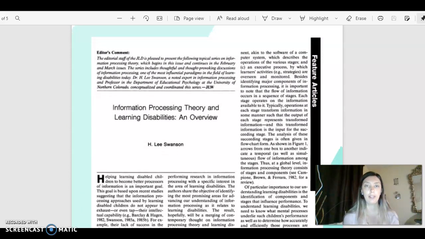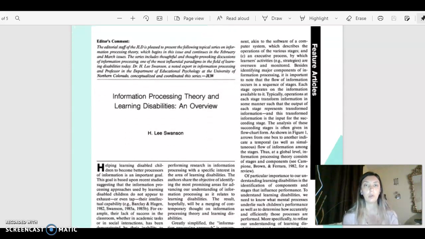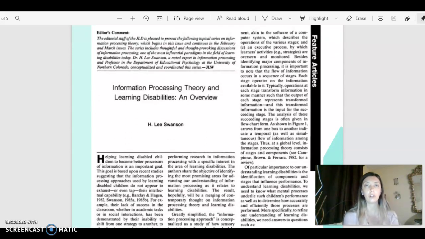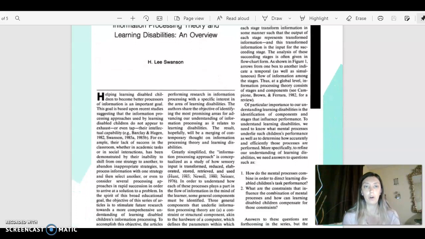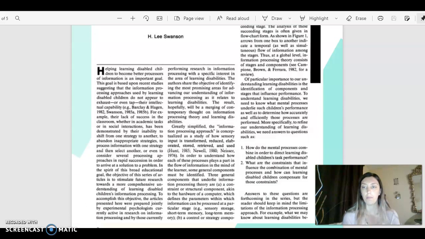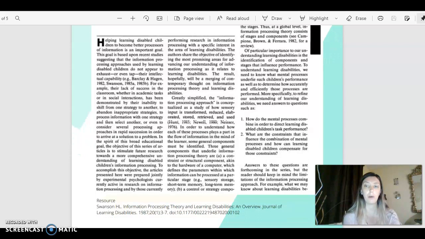And then this is the article that I found online. It's a scholarly article, and this is the information processing theory and learning disabilities. It's an overview of how this theory works for those who have trouble getting past certain stages or have trouble memorizing things, but it's not impossible, and that's what this article is about. And this is the resource where I got this article.